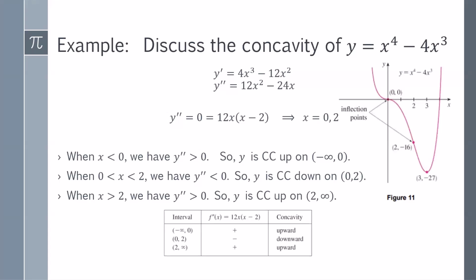Figure 11 shows the graph of y equals x to the 4 minus 4x cubed. We can see we've got inflection points at 0 and 2. We're concave up from negative infinity to 0. We're concave down on 0 to 2, and we're concave up again from 2 to infinity.